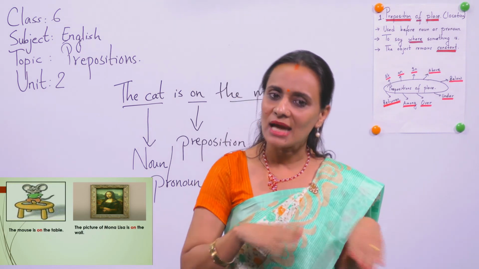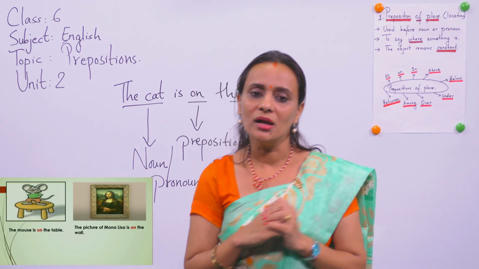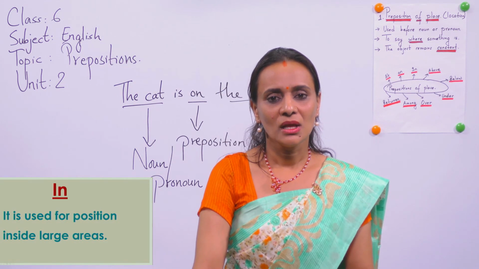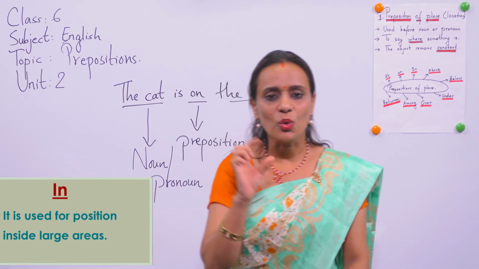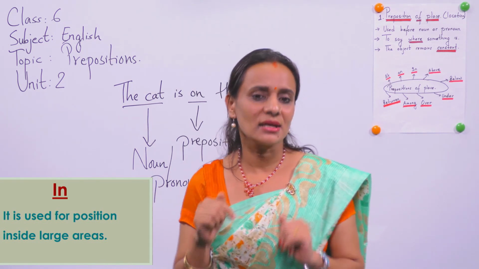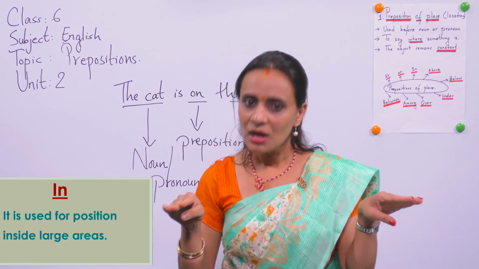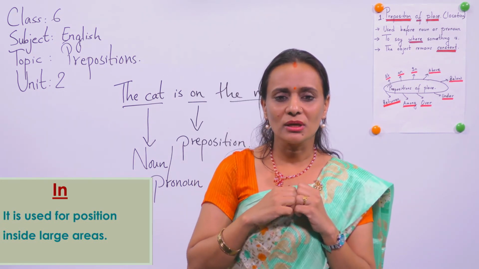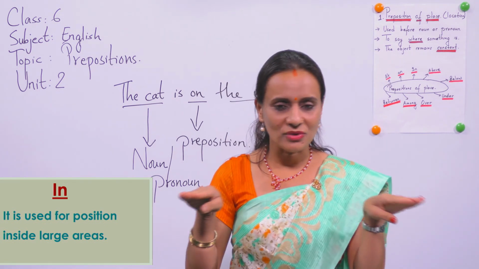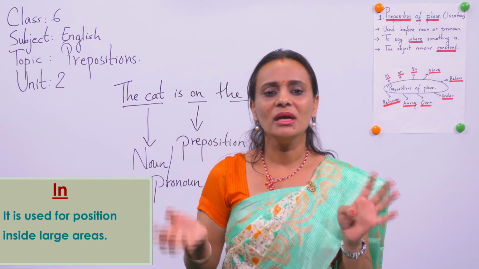They are not inside the object, okay? So, we are using on. Now, let's go through another. Okay, in. We have another word in here, and it is used for positions inside large areas. We did it for the surface area, but in we will be doing for the inside large areas, getting inside, not on the surface areas of the object. There will be the object, but it will be inside.